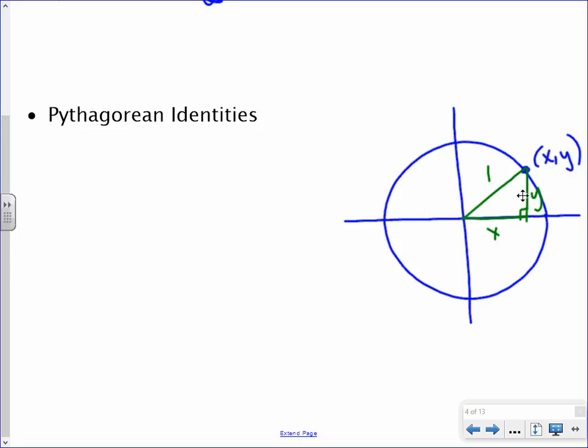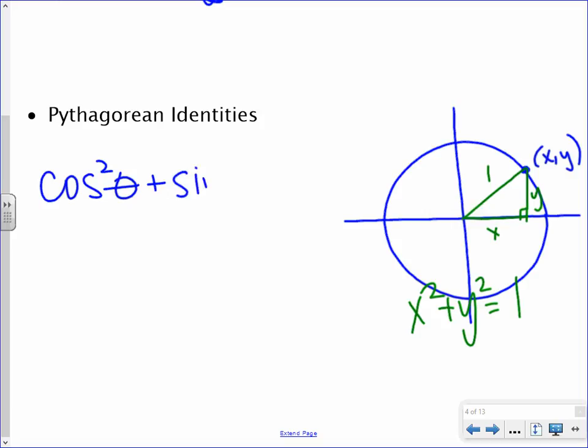Pythagorean theorem says that x squared plus y squared equals hypotenuse squared. So tell me this. What does x stand for on our unit circle? And what does sine stand for on our unit circle? Oh, should I say that backwards? What does y stand for on our unit circle? The sine. So cosine squared plus sine squared equals what?